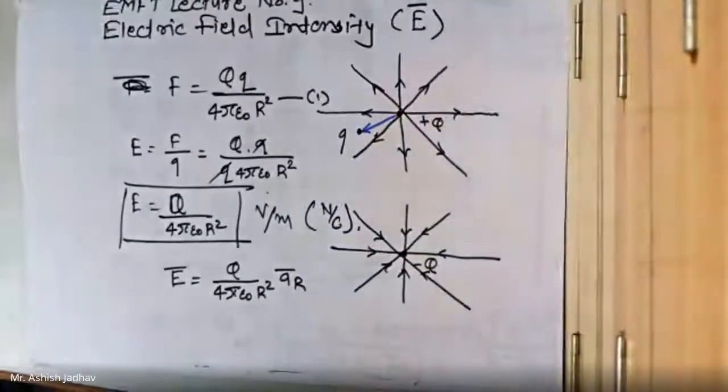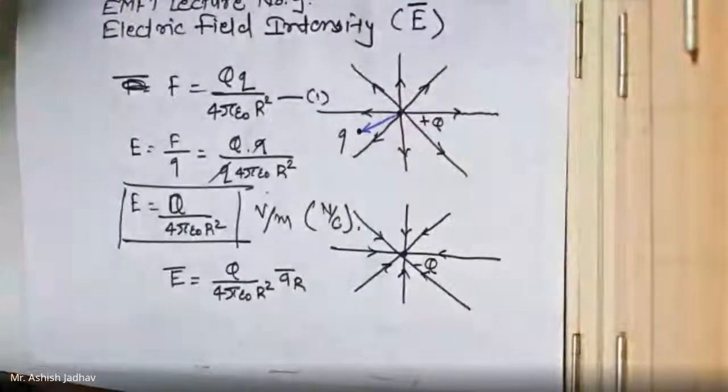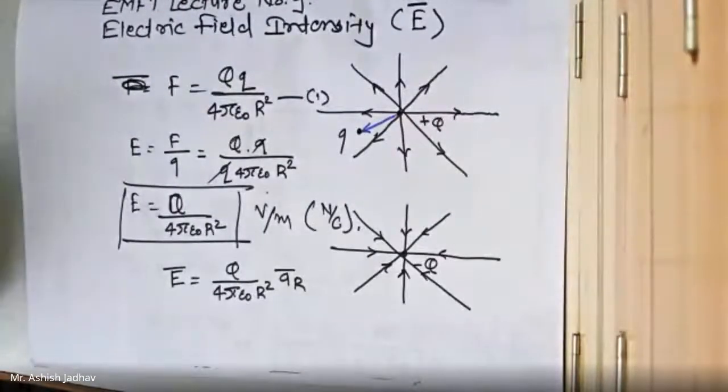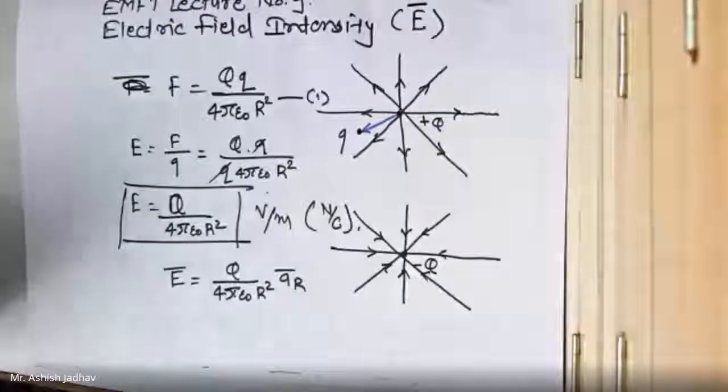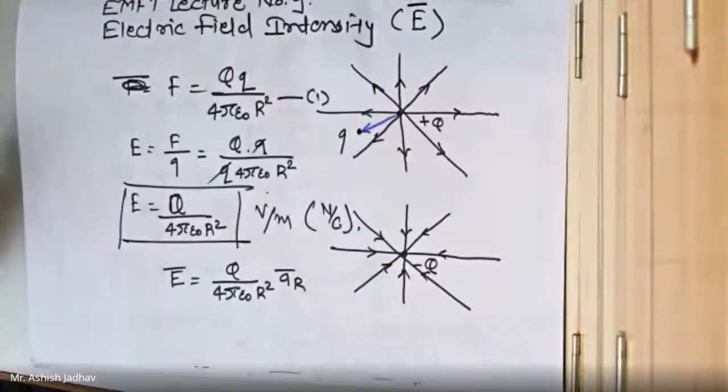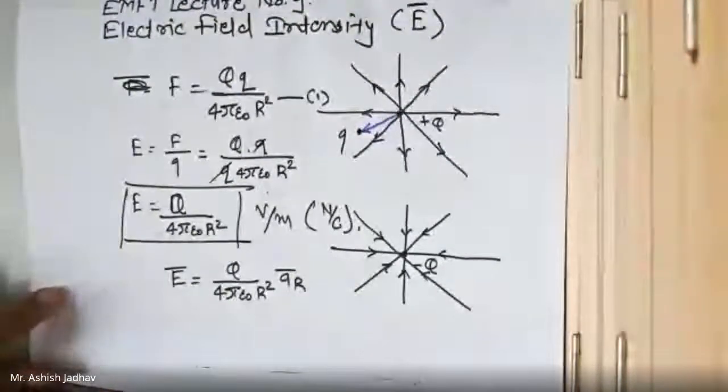So any doubt so far? Do you have any doubt so far? Force upon Q is what? Electric field intensity. So electric field intensity is Q upon 4 pi epsilon naught r square a bar r. This is the formula.